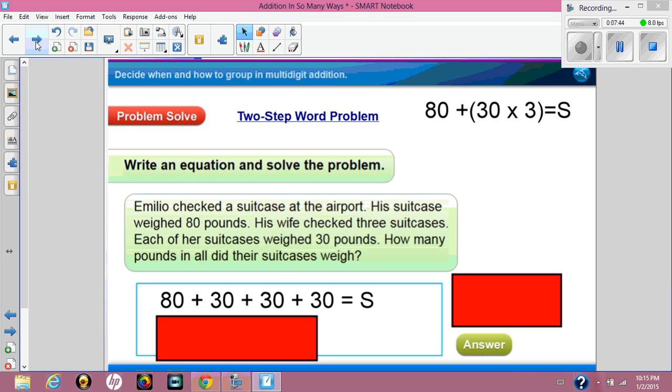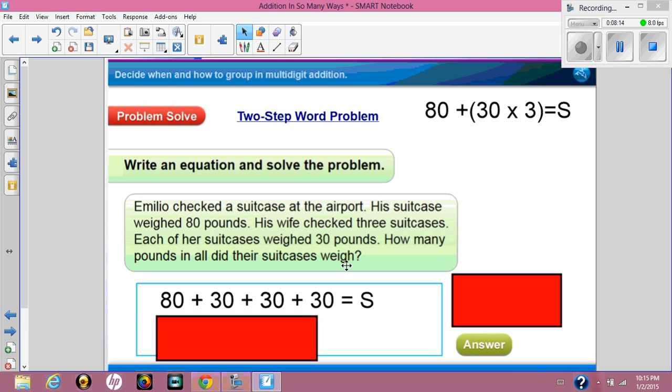So let's look at the information first, the instructions that tell us: Write an equation and solve the problem. So we're going to create an equation. It says Emilio checked a suitcase at the airport. His suitcase weighed 80 pounds. His wife checked 3 suitcases. I want you to look at that word 3. Each of her suitcases weighed 30 pounds. How many pounds in all did the suitcases weigh?